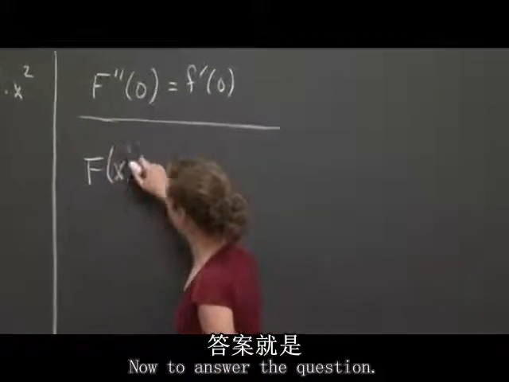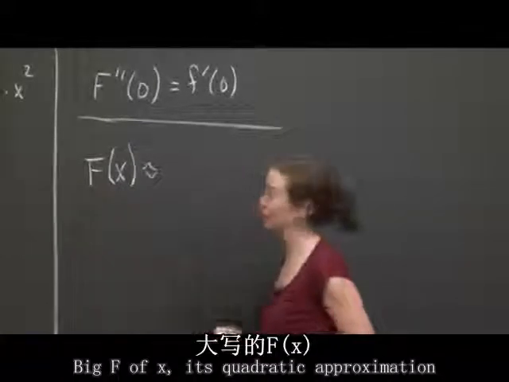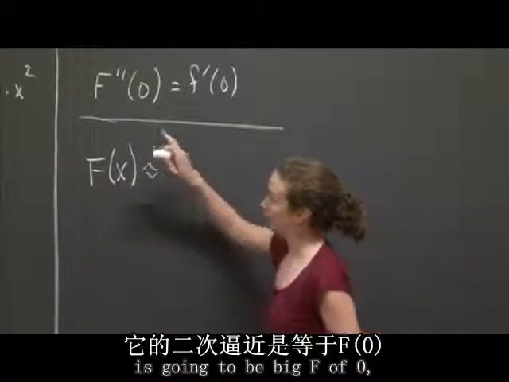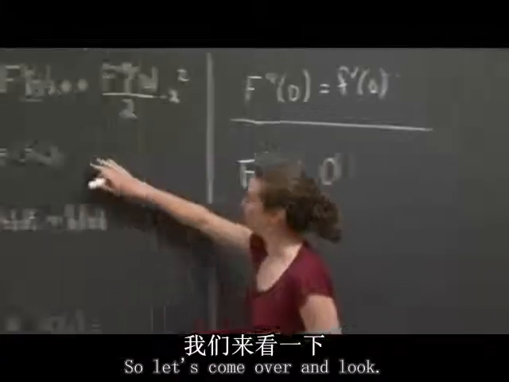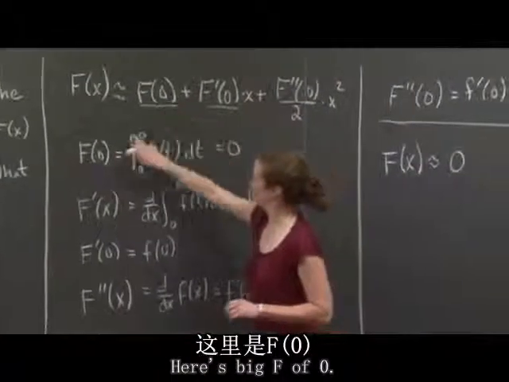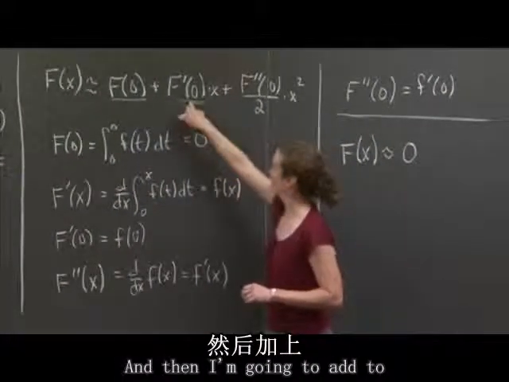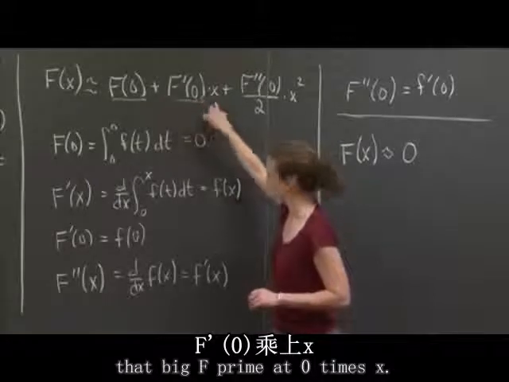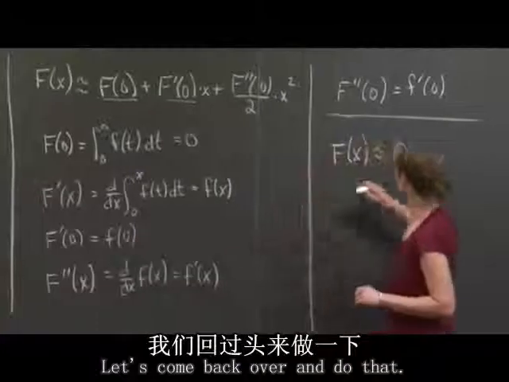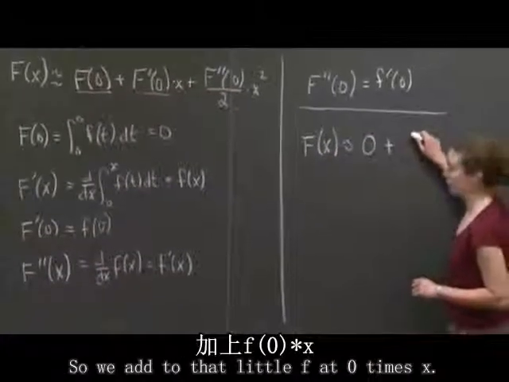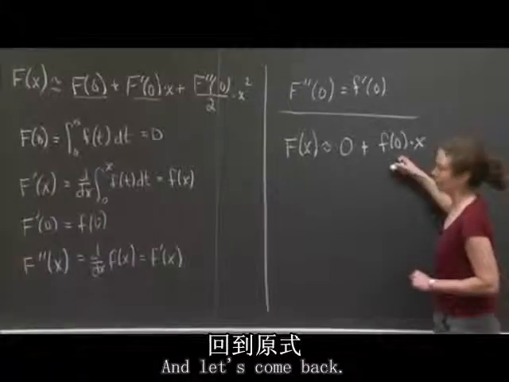Now to answer the question, big F of x, its quadratic approximation, is going to be big F of 0, which we said was 0. So let's come over and look. Here's big F of 0. I know that's 0. And then I'm going to add to that big F prime at 0 times x. That's little f of 0 times x. So let's come back over and do that. So we add to that little f at 0 times x.